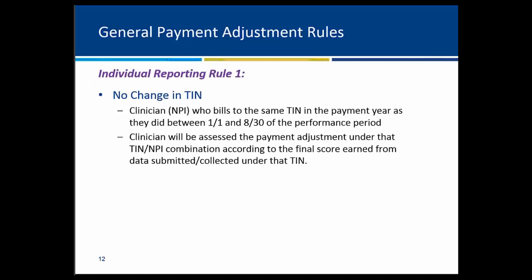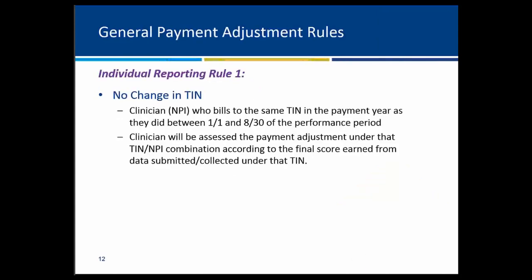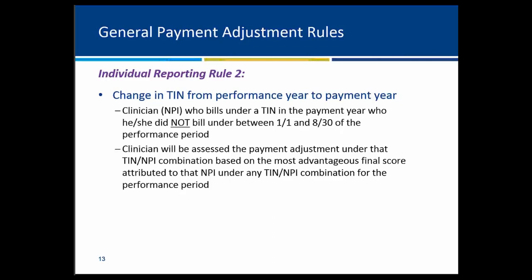So this is just the ideal situation. It makes it very easy to know which payment adjustment the TIN will go to. So this is a clinician that submits data for performance year 2017 under TIN A, and when 2019 comes around, that clinician is still working at TIN A. So the payment adjustment, whether it's positive or negative, applies to all of his or her 2019 Medicare Part B claims. So they're not all that simple, however.